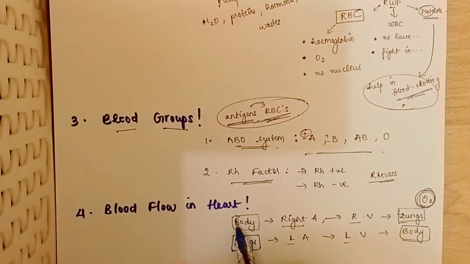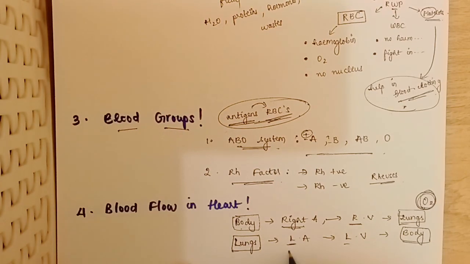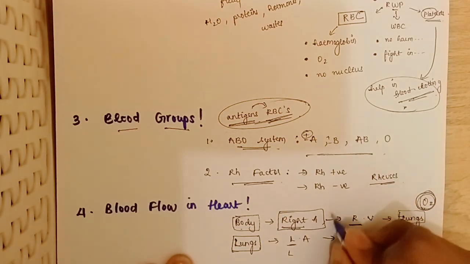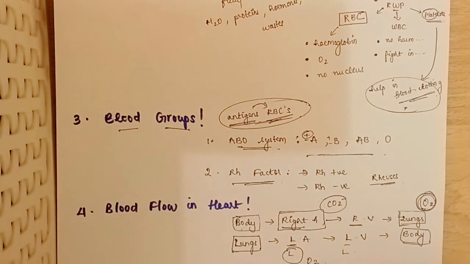So an easy trick: when it is from the body, it is always right. When it is from the lungs, it is always left. L. Easy tricks to understand this. And always remember, when the blood is coming from the right side of the heart, it is deoxygenated or having carbon dioxide. And when it is coming from the left side, it is oxygenated or having oxygen.